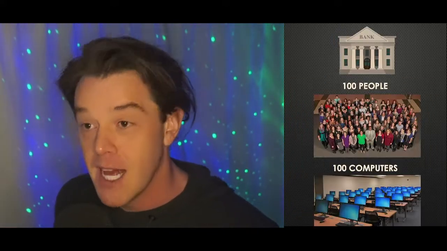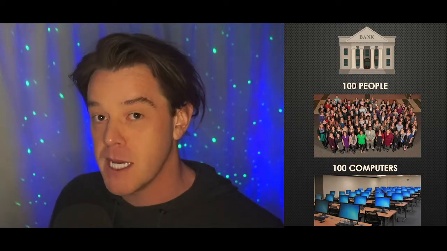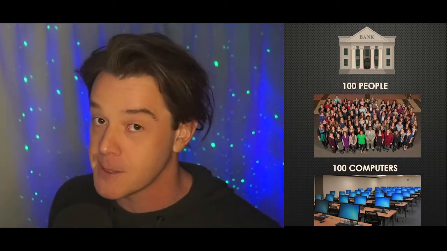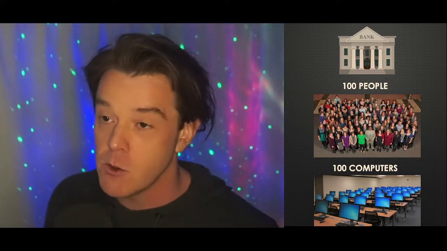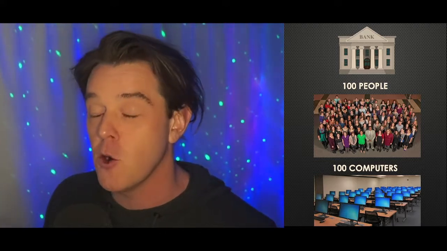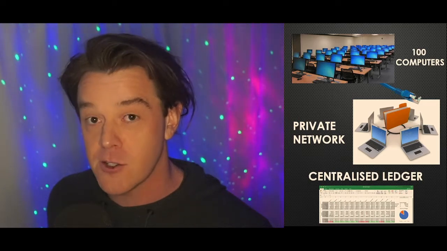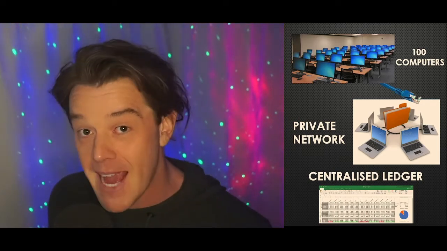The bank. The bank is a private, centralized company. Everything that happens inside the bank is private. It's stored within the four walls of the bank. Okay? Next we have the 100 people that work inside the bank. The employees of the bank each have a computer. So now we have the bank, we have the 100 people, and we have the computers that they all work on. 100 computers that are connected to a private network, the bank network.